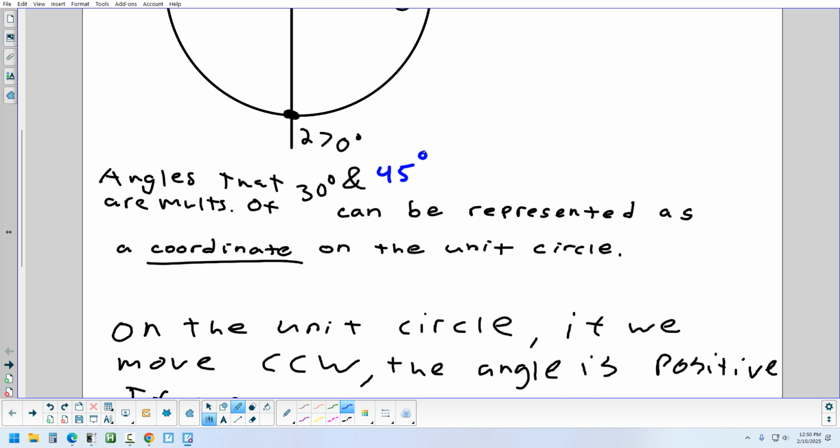Unit circle trig is designed to work with angles that are multiples of 30 and 45. So what do I mean by multiples of 30? 30, 60, 90, 120, and so on. And then multiples of 45: 45, 90, 135, 180, 225. And there's some overlap, like 90 is a multiple of both 30 and 45. But any angle that is a multiple of 30 or 45 can be represented as a coordinate on the circle.